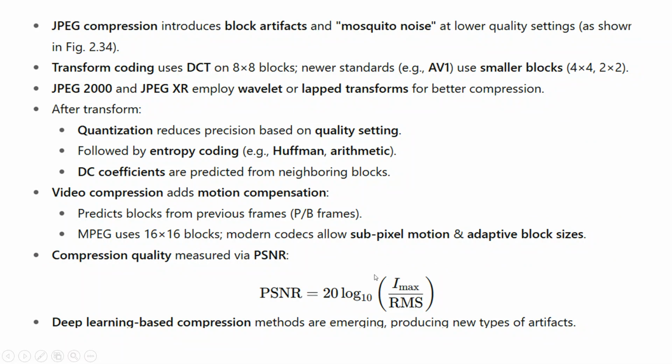After performing all the compression, we have to check the compression quality, right? Whether we have done the right compression, or too much compression, or too little, we have to check the quality. It is done by PSNR. The formula is 20 log of Imax over RMS. Imax represents the maximum pixel value, and RMS is the root mean square error between the original image and the compressed image. Based on this error rate, we can determine the compression quality. That's all. Thank you.